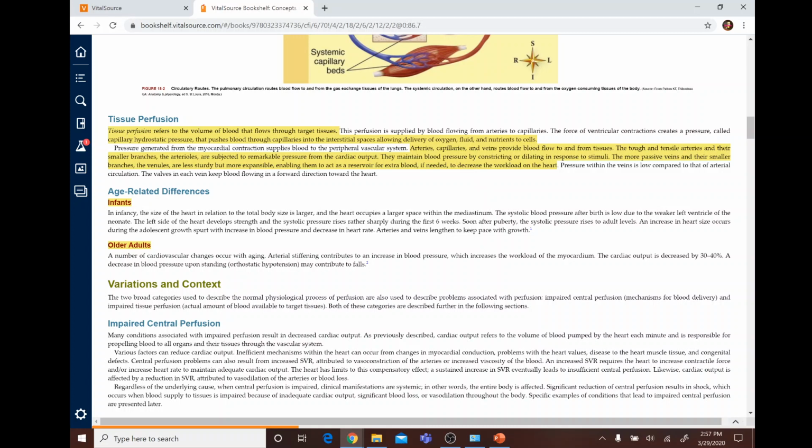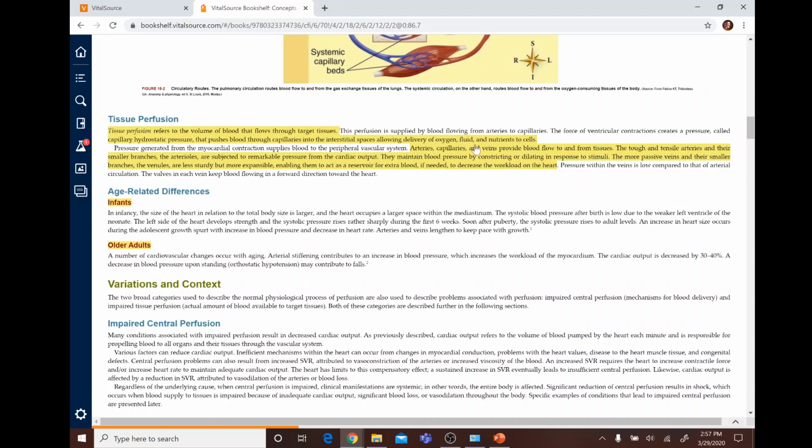Tissue perfusion. Tissue perfusion is the volume of blood that flows through target organs. So what would you say the pressure that tissue perfusion creates is called? Cardiac hydrostatic pressure, and that pushes blood through capillaries into special spaces, allowing delivery of oxygen, fluids, and nutrients.